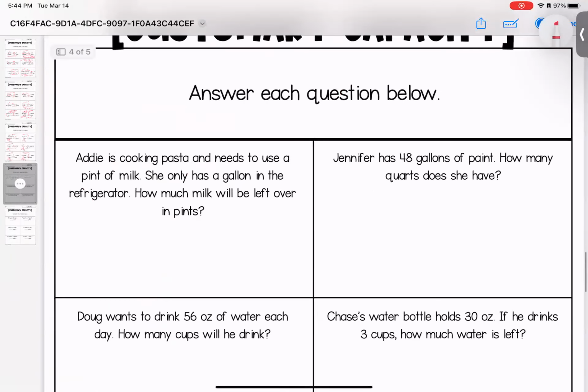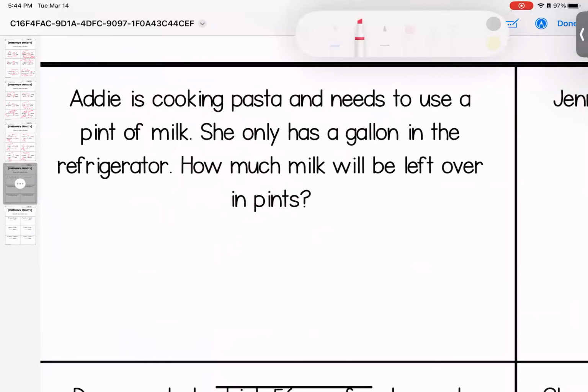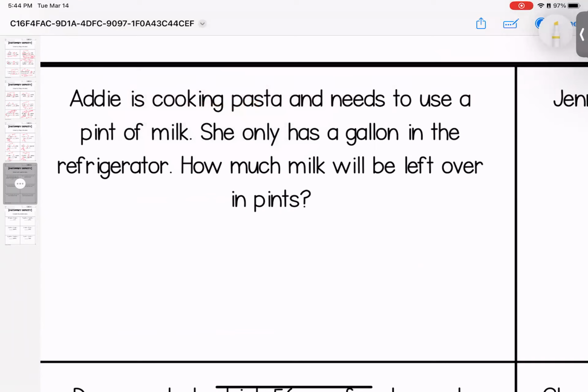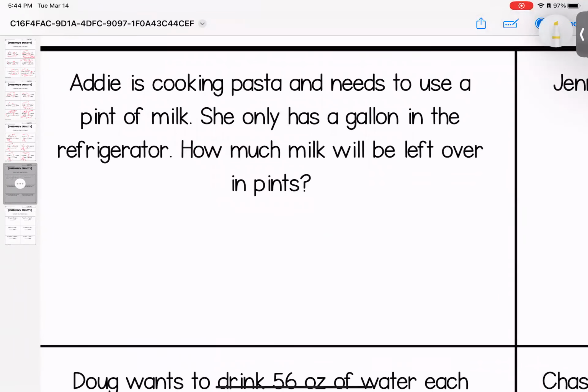All right, Nuggets, looking at some word problems. Remember, as always, what are they asking me to do? And what numbers are they giving me to use? Addie is cooking pasta and needs to use a pint of milk. She only has a gallon in the refrigerator.